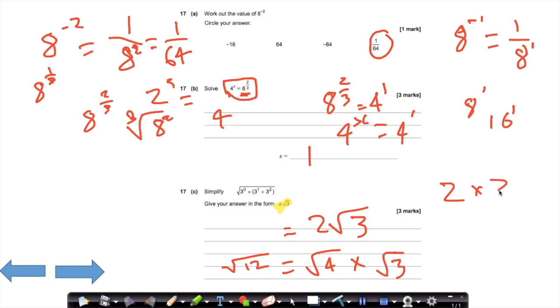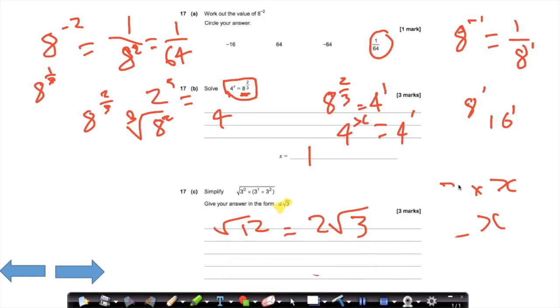If we had 2 times x, we would actually call it 2x. Surds behave the same way. 2 times root 3 would just be 2 root 3. And that is the same thing as the square root of 12. So, to answer the question, what is it in the form a root 3? Well, 2 root 3. Therefore, the square root of 12 is 2 root 3, therefore a is 2.